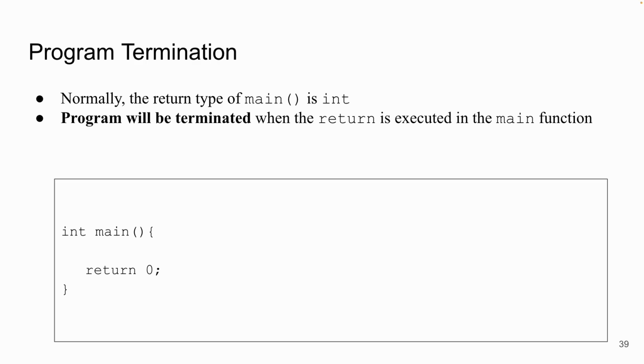Normally, at the beginning of this course, we said that we have a very important function called main, and please always remember to write return 0 at the end of the main function, right? The main function is also a function, and the return type of this main function is int. So when we reach the line of return 0 in the main function, our program will be terminated.